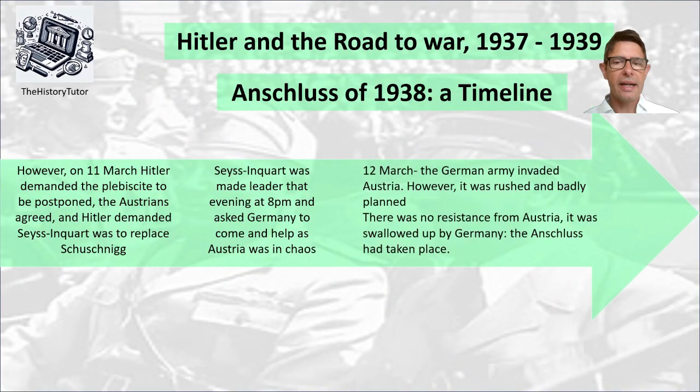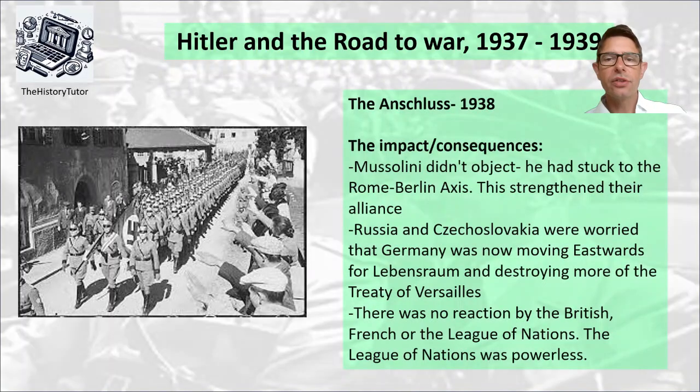However, it was rushed and badly planned, disorganised, pictures of tanks in petrol stations, etc. There was no resistance from Austria, though, and in fact, many people welcomed the German army into Austria. So Austria was swallowed up by Germany, and the Anschluss had taken place to break the Treaty of Versailles even further. So what were some of the impacts and consequences of this?